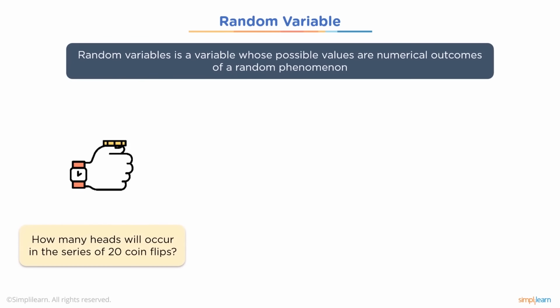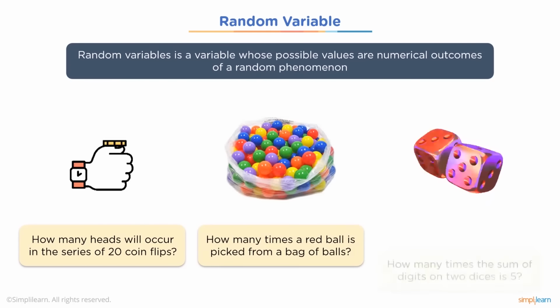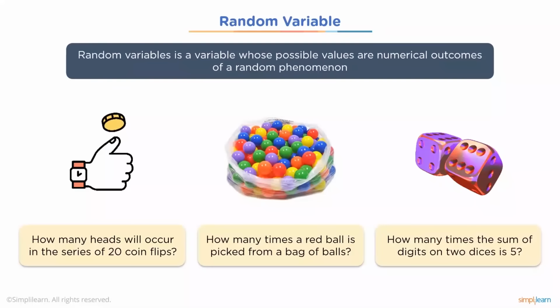A random variable is a variable whose possible values are numerical outcomes of a random phenomenon. So we have the coin toss. How many heads will occur in a series of 20 coin flips? Probably, on average, there are 10, but you really can't know because it's very random.